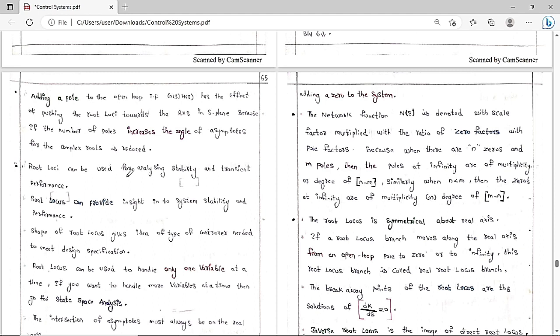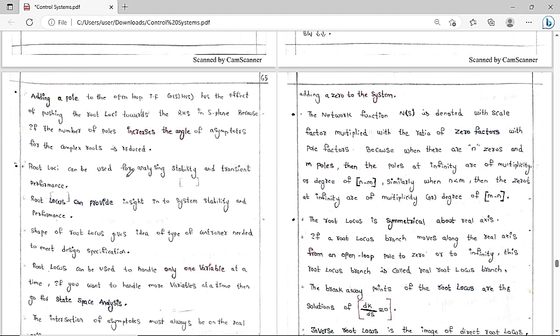I have already told you, as the overall angle reduces, the root locus is going to shift to the right-hand side of the s-plane. So we can say, whenever you add a pole to the open-loop transfer function G(s)H(s), the root locus is going to shift to the right-hand side, because whenever the open-loop poles increase, the angle between the asymptotes is going to get reduced. So therefore the root locus is going to shift to the right-hand side.